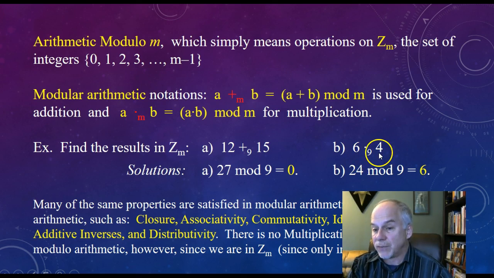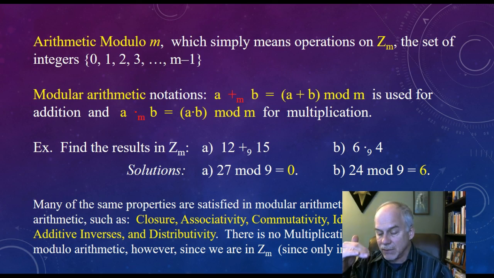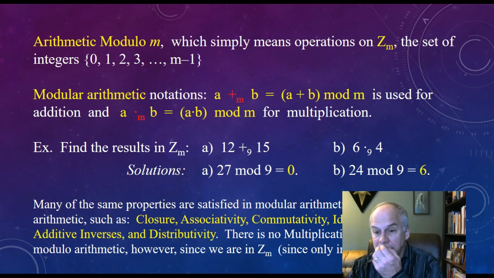6 times 4 in mod 9, well, 24 mod 9. Well, what's the remainder when you divide 24 by 9? Well, it goes into it 2 times, leaving 18, but from 18 to 24, it's an additional 6, so the remainder is 6 for 24 mod 9. So 6 is the answer to this. So 6 times 4 in mod 9 is 6.